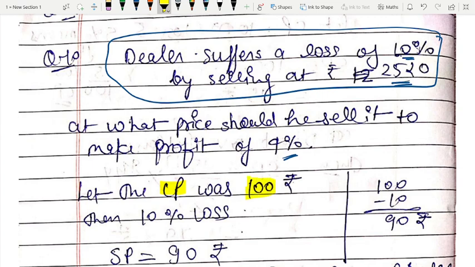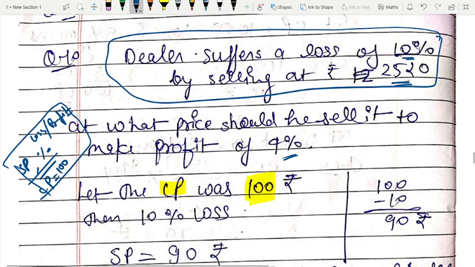We will assume 100. We can assume 100 in each question where cost price is not given but selling price and percentage are given. The percentage can be either loss or profit. In such questions we will assume cost price is equal to 100. Is that clear to all?